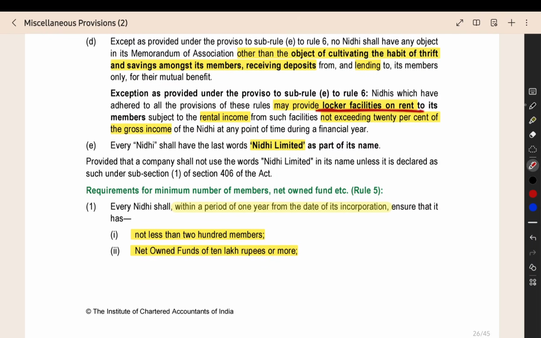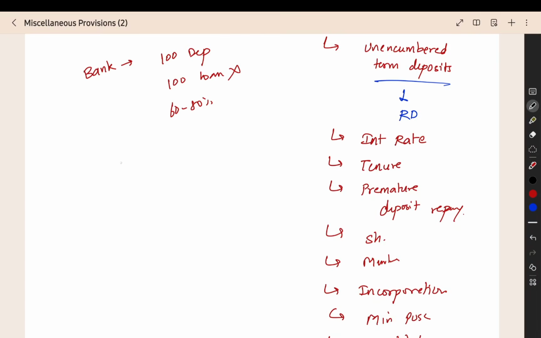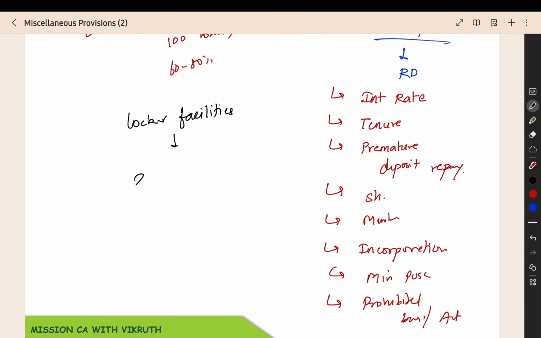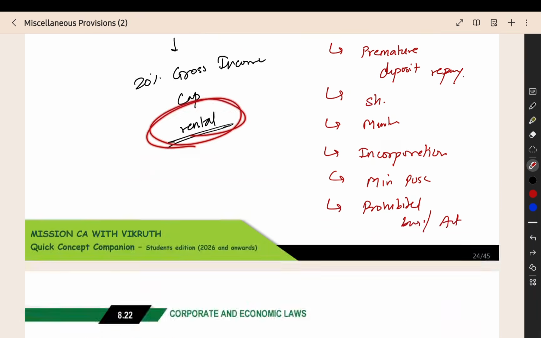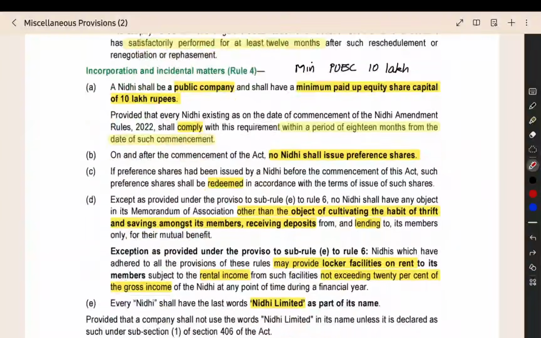They can have a locker facility on rent. So they can also give the locker facility. But the locker facility should not become the main business. Your main business is to give loans and get deposits. Locker facility you can give, but it should not be on a very large scale. So for that they have kept a cap of 20% of gross income. This is the maximum cap for the rental income that you are getting from the locker facility. If you go more than that, that is wrong. Within this limit, your rental income should be there, so that your locker business does not become your main business.